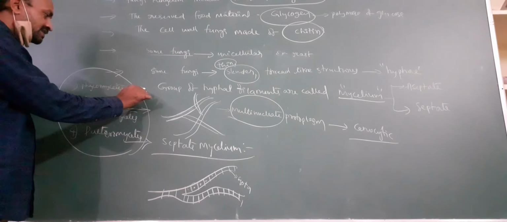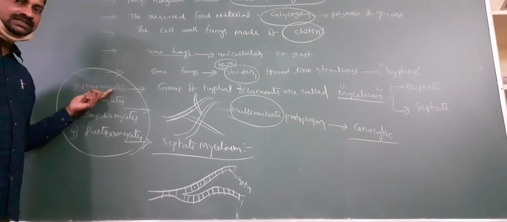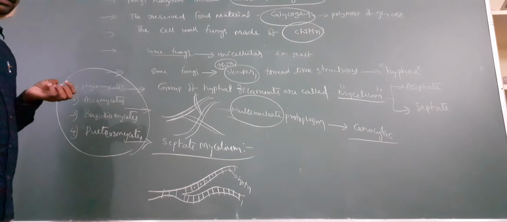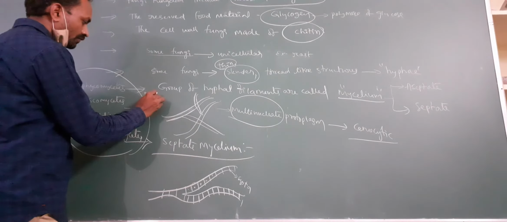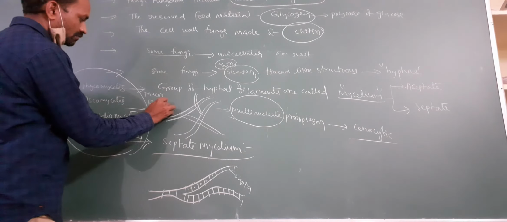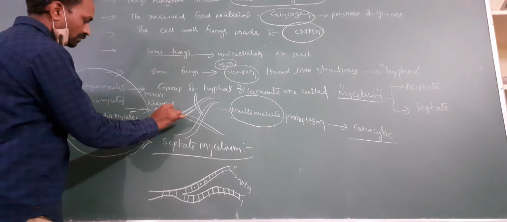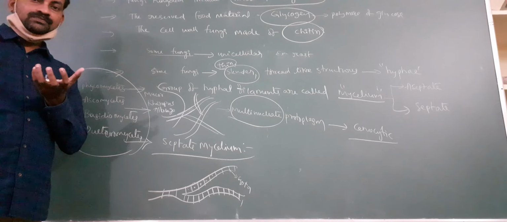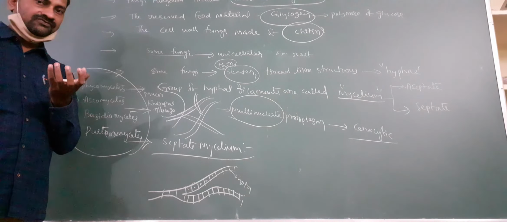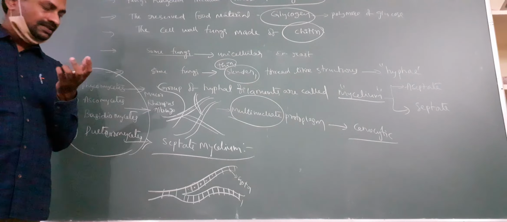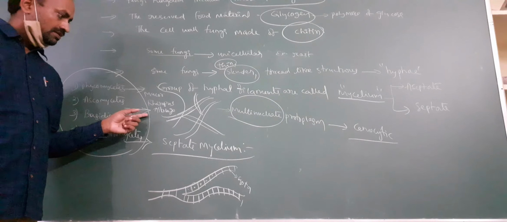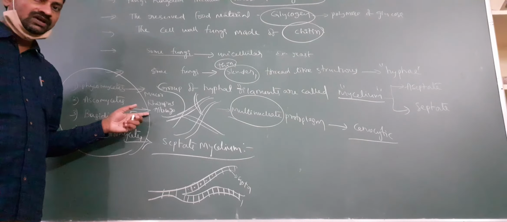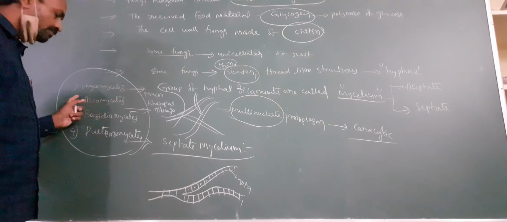Here, most of the Phycomycetes members live in water. The best examples are Mucor, Rhizopus, and Albugo. This Rhizopus we have seen in our homes, on spoiled bread, where we can find a small white cottony growth. That is nothing but Rhizopus fungus. And this Albugo, we can find on the leaves of the mustard plant.